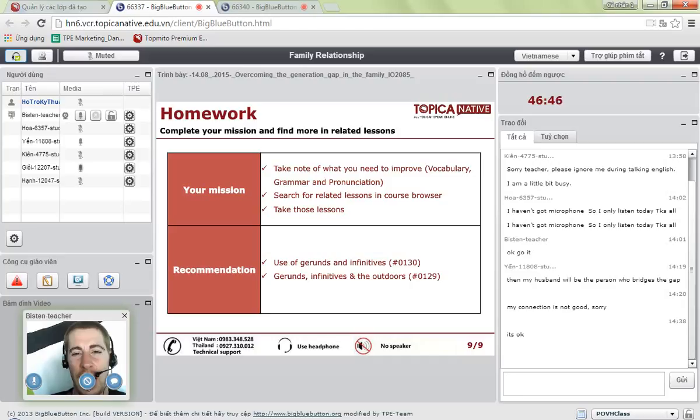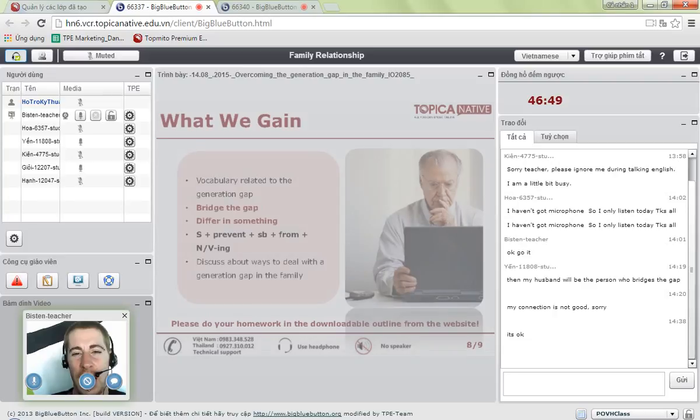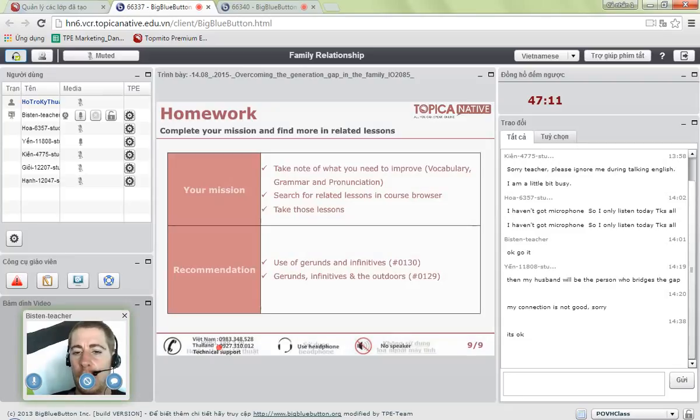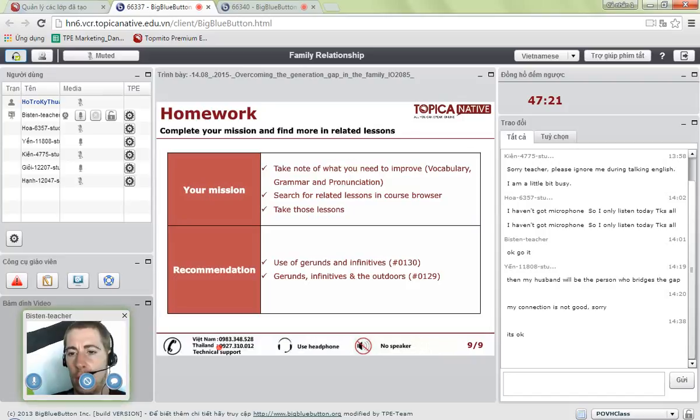All right. Just let me quickly summarize today's lesson again. We had vocabulary related to the generation gap, as well as the items bridge the gap or differ in something, and we had the grammar sentences with prevent, and we had the conversation about ways to deal with a generation gap in the family. All right. Are there any questions about this lesson plan? No. Right. No worries.